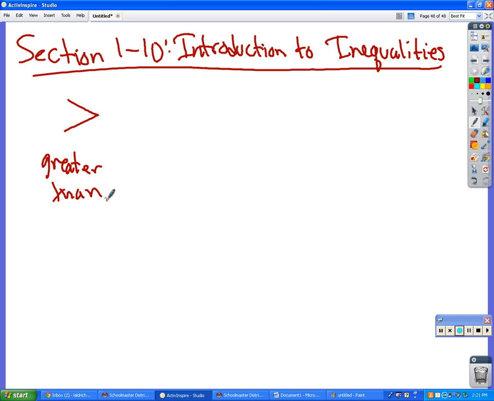So if you see a symbol like that, then that means greater than. Another thing that could happen is one of the things could be less than the other one. So the first symbol is greater than, the second symbol is less than. And to try to remember which side is which, there's a couple of different ways.